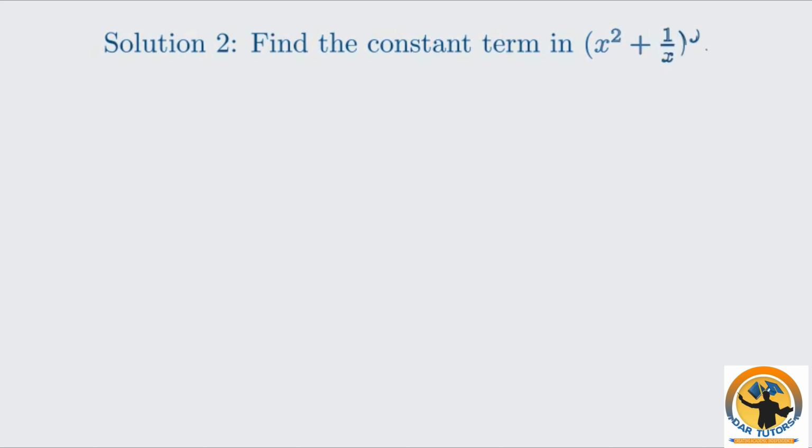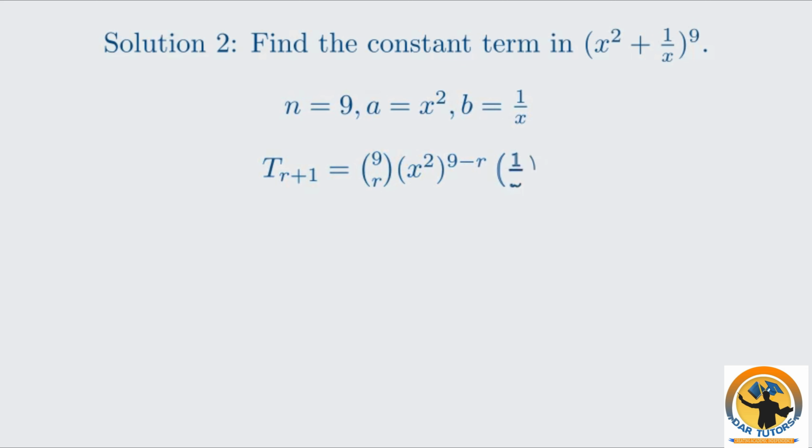Here is the solution to the second question. Question 2 asks for the constant term in the expansion of (x squared plus 1 over x) to the power of 9. Again, we start with the general term. Here, n is 9, a is x squared, and b is 1 over x. The general term is n choose r times a to the power of n minus r times b to the power of r. We simplify the powers of x.